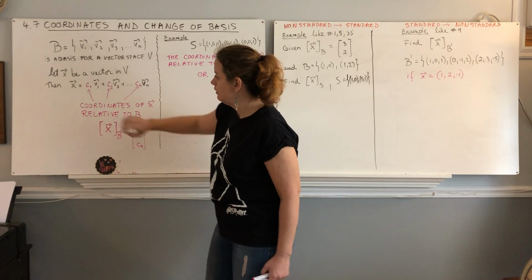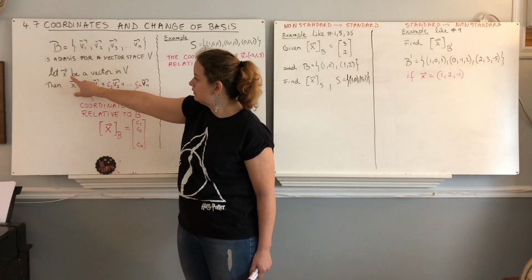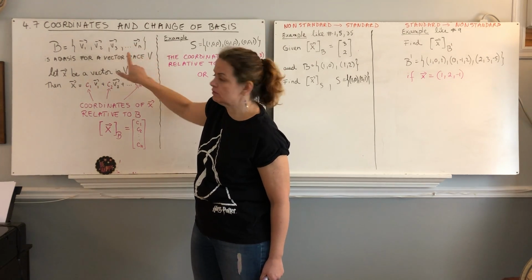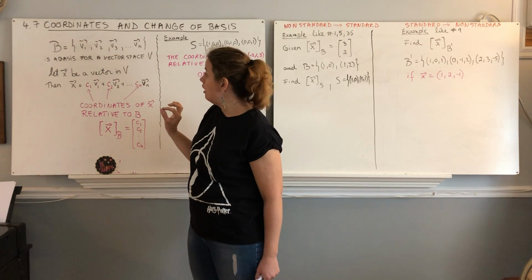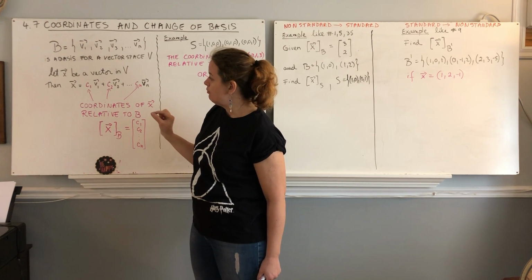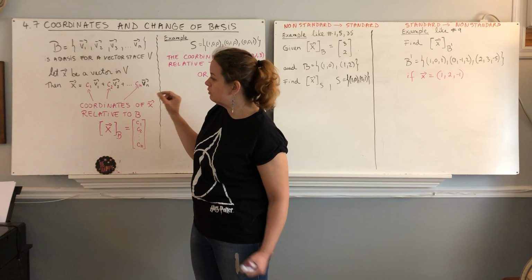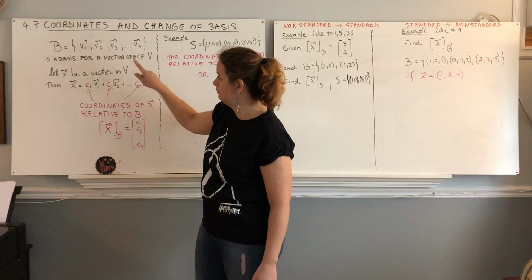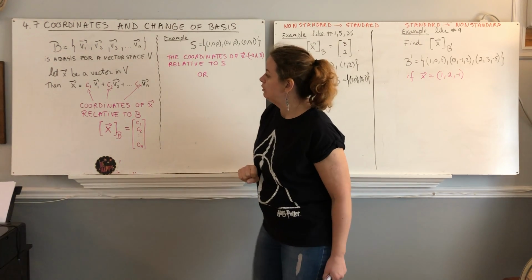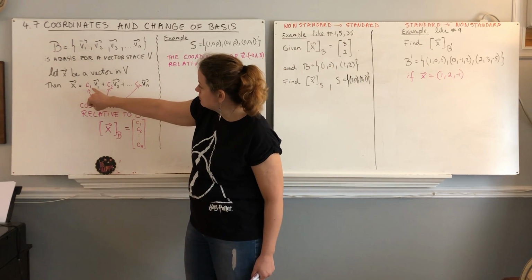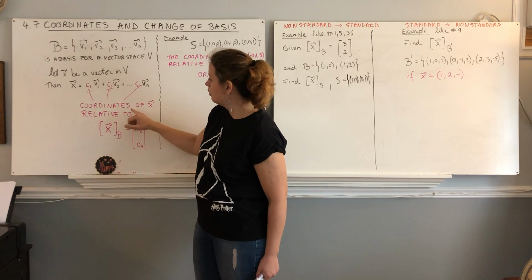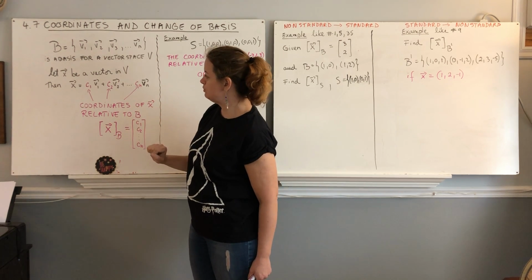So first off, you can express this vector X as a linear combination of the basis vectors, right? So that's what a basis is. It's a set of vectors that you can use to express any vector in V as a linear combination of those vectors. So we say that C1, C2, and Cn are the coordinates of X relative to B.